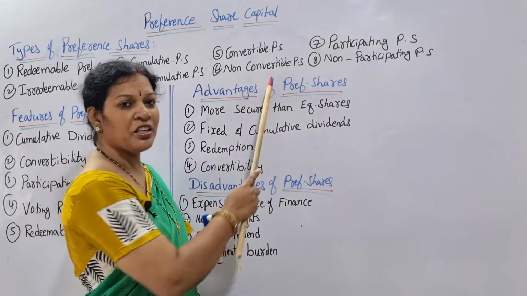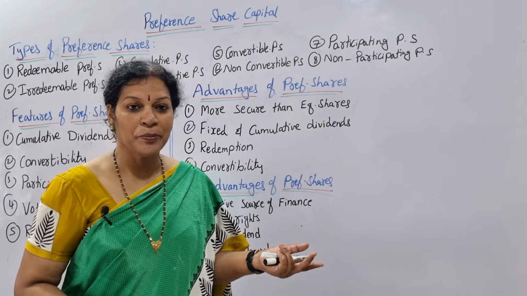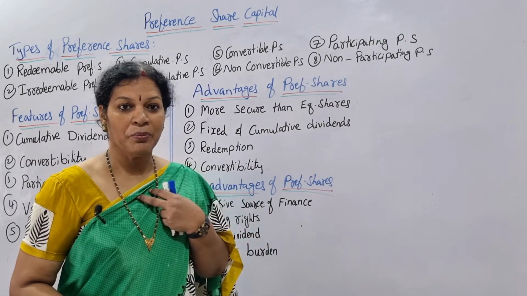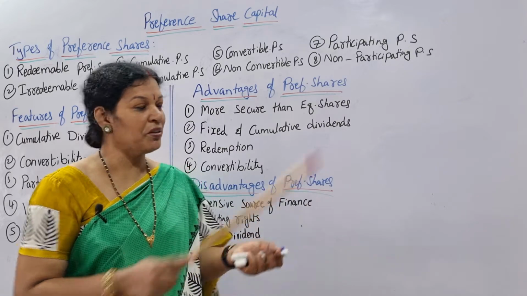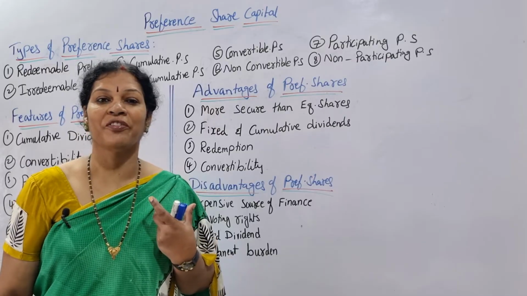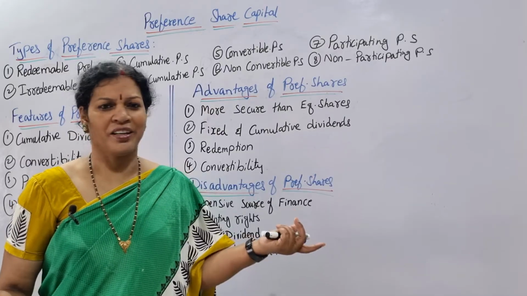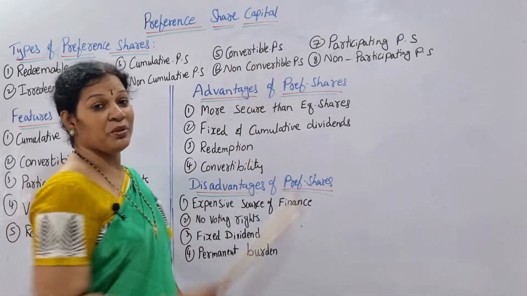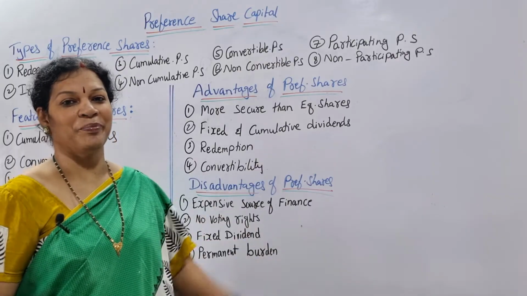This is easy to understand. Sixth one, non-convertible: you cannot convert it. When I want to convert my shares into equity shares, I cannot, because I purchased non-convertible preference shares. I cannot convert. The convertible ones I can convert into equity shares anytime.